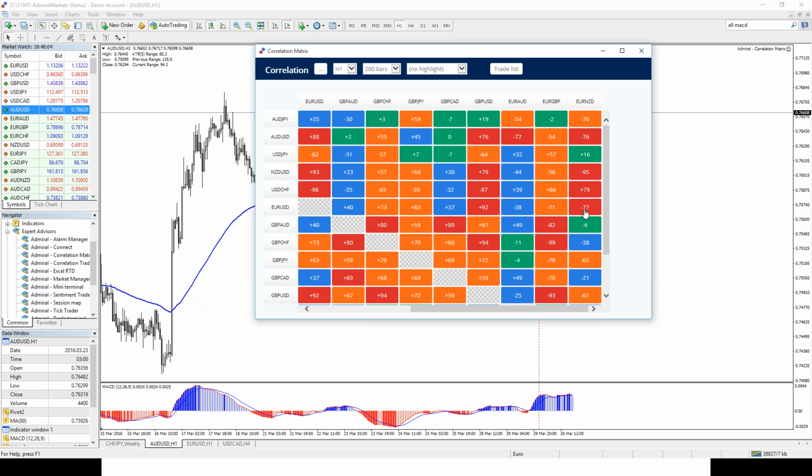And look at this, euro New Zealand. Now it's negative correlation. So if I'm to take a euro dollar long, I would definitely consider taking euro New Zealand short. Yes, negative correlation. They're moving in opposite direction. And it's actually good because you can make a basket trade.